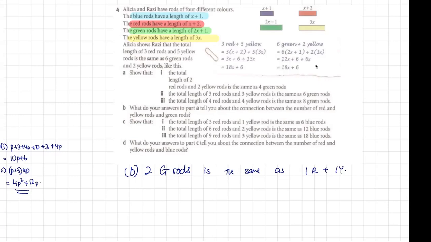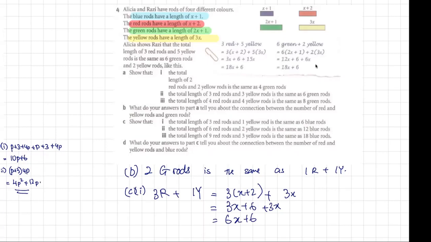Okay, let's look at question C. Show that the total length of 3 red, 1 yellow is the same as 6 blue. Let's look at question C1. 3 red and 1 yellow is equals to 3 red and 1 yellow. 3x plus 6 plus 3x is equals to 6x plus 6. Let's try, is it the same as 6 blue? Yes, they are. 6x plus 6.